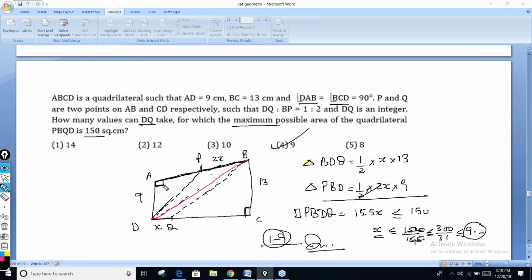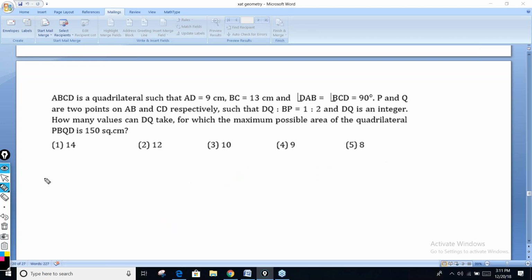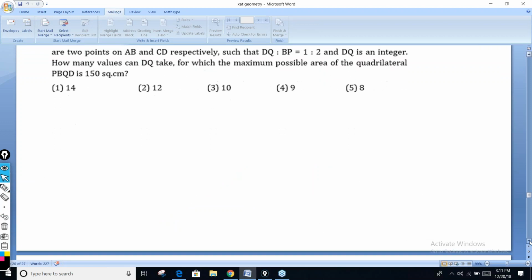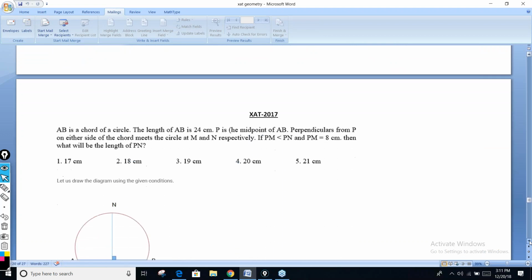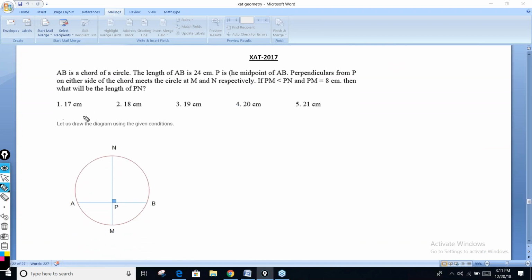So here the difficult part is to visualize it, to get the height. The height for this triangle is 9 and the height for this triangle is 13. Clear? Come to the next one. Now I think 2017 will be started. Look at the question. That was easy. 2017 first question.